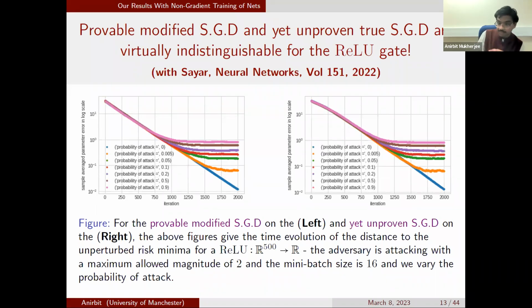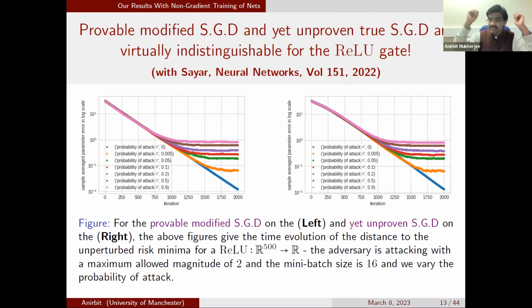So in this plot, what you see is, the right-hand side is SGD, the left-hand side is our modification, and I'm changing the probability of attack from 0 to 0.9. The blue line is no attack, so it's almost no attack. It's an exponentially fast convergence to the global minima. The blue line is shooting to the global minima exponentially fast.